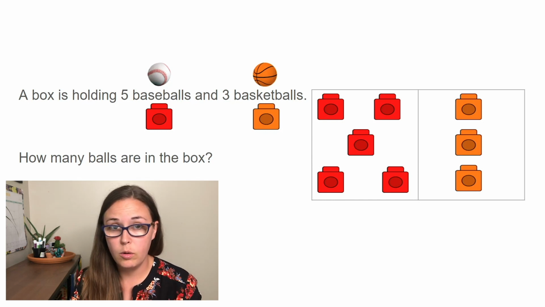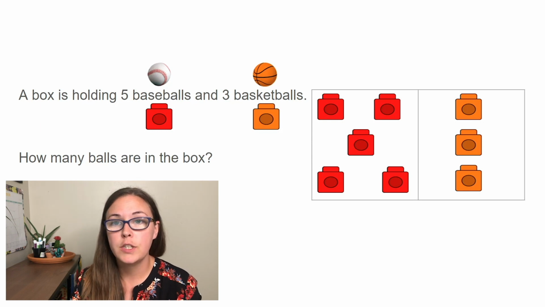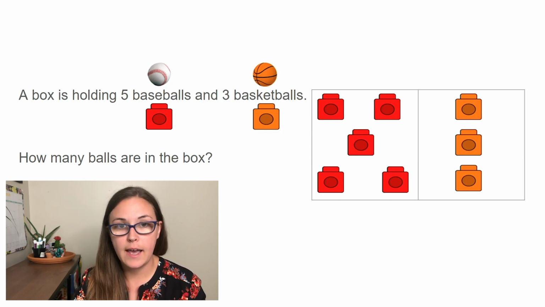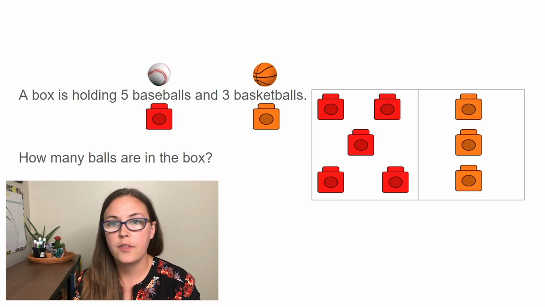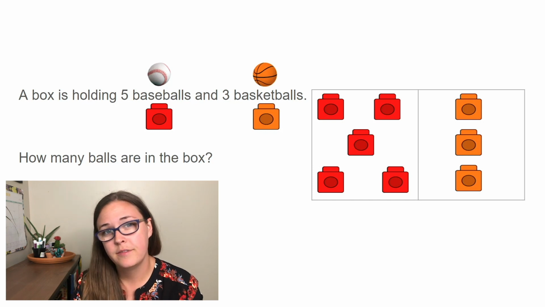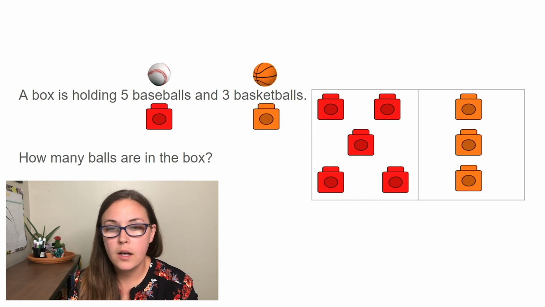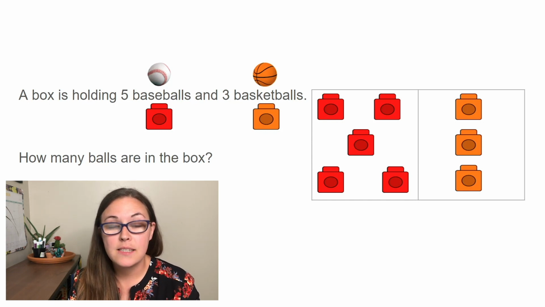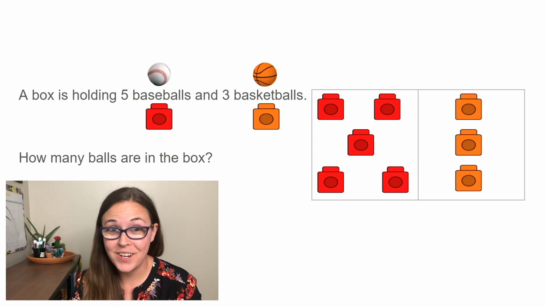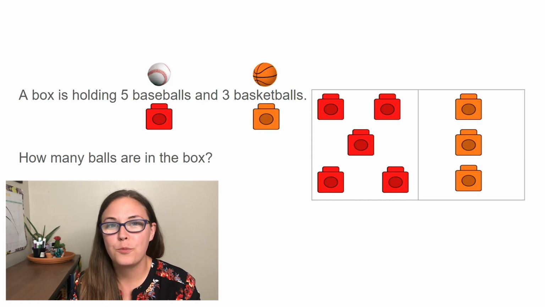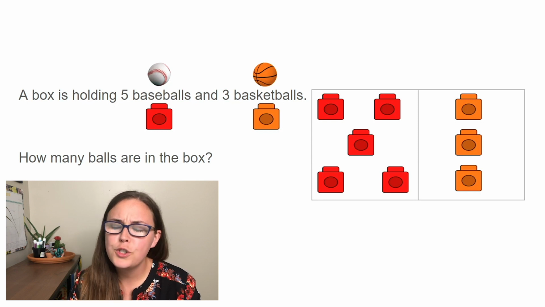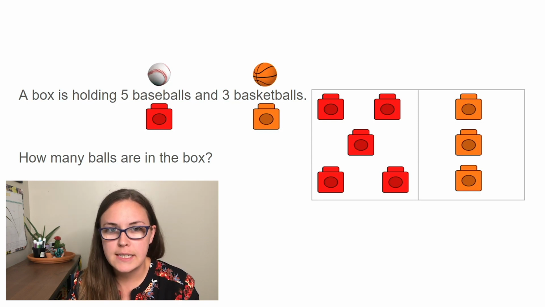Make sure your part whole map matches mine. You should have 5 objects on the left half and 3 objects on the right half. Does this answer our question? Are we finished? No, we're not. We have a question to answer, and that question is how many balls are in the box? That means we have to add the baseballs and basketballs together. Are you ready to try that? Can you first write an addition sentence that models your part whole map? What would you write for your addition sentence?